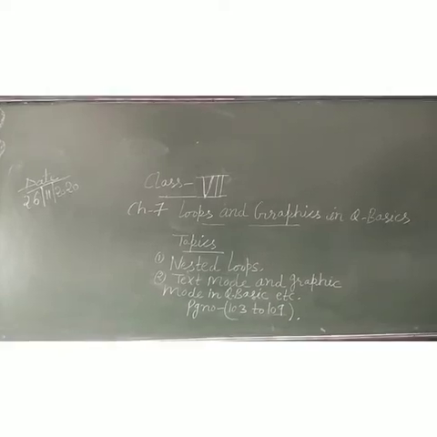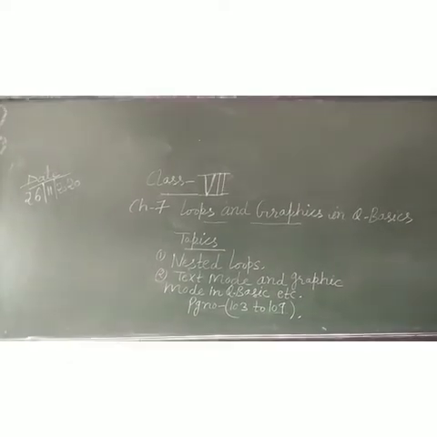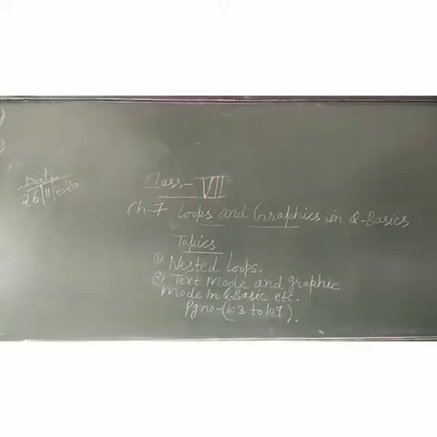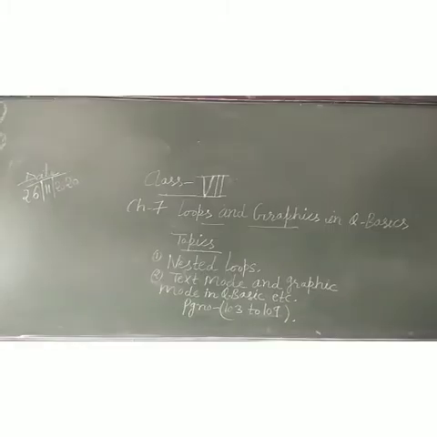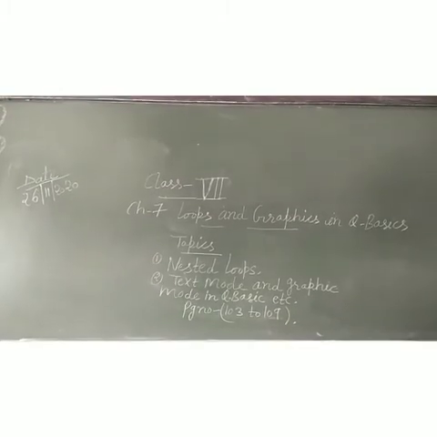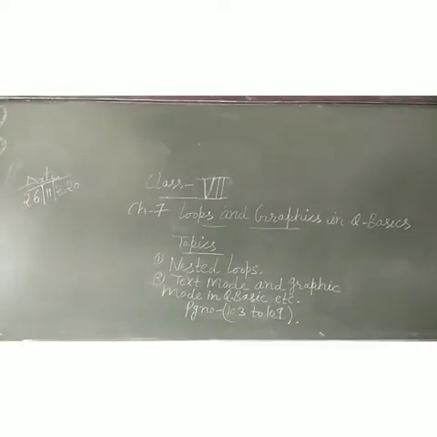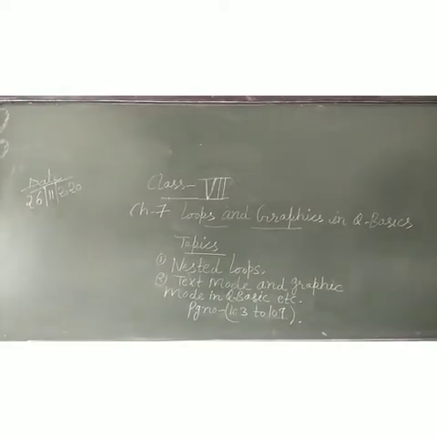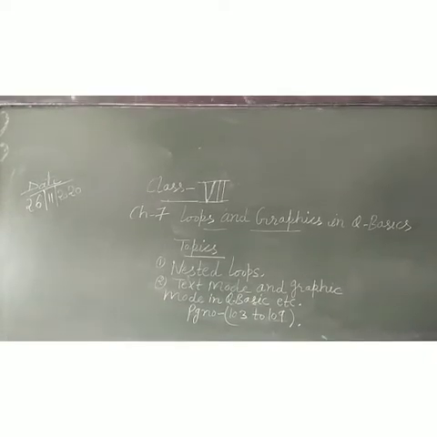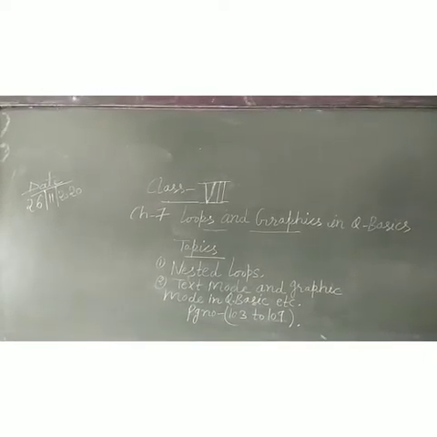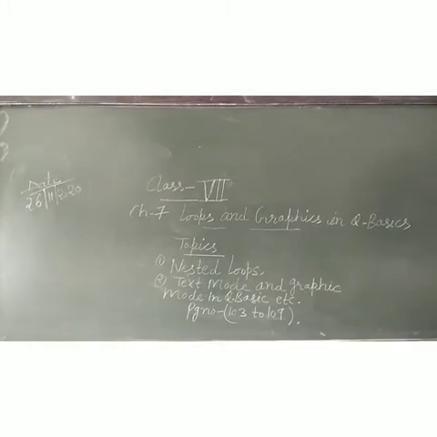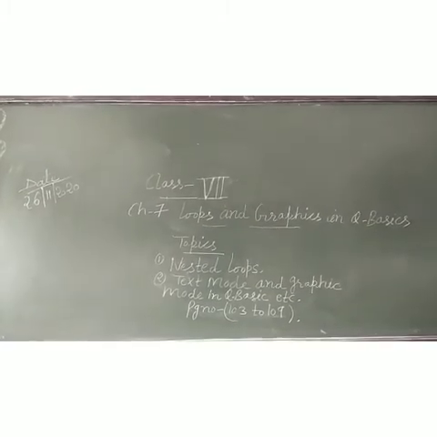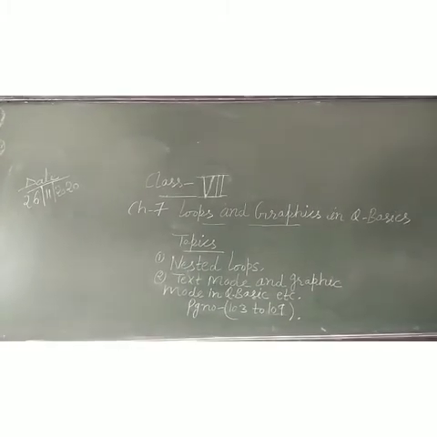Class 7, today we are going to start our topics. Your chapter number 7, loops and graphics in QBasic. Today we are going to start our topics: first, nested loops; second, text mode and graphics mode in QBasic, and so on. Page number 103 to 109. Today we are going to complete all these topics. So students, let's start the topics.